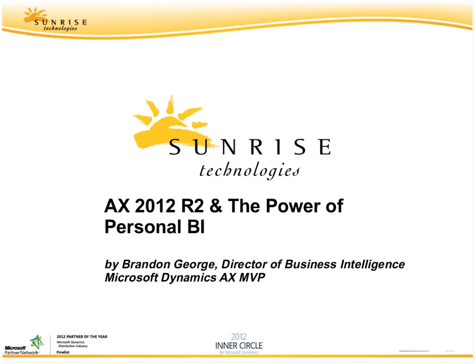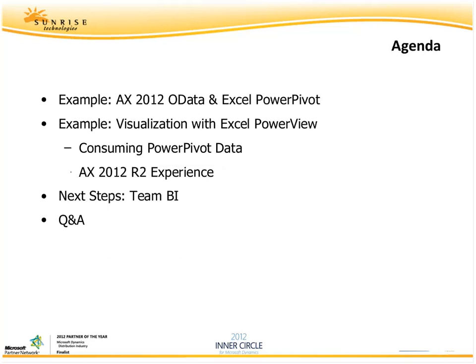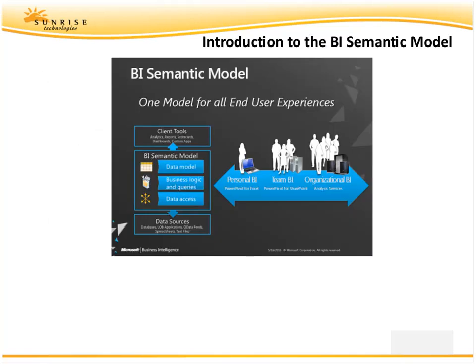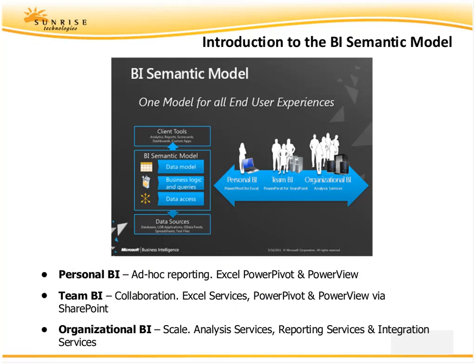So, as you stated, today we're going to focus on BI and specifically the topic related to AX 2012 R2 and what I say is the power of the personal BI side of things. So, with that, today's agenda, we're going to look at an introduction to the BI semantic model. Get right into examples using PowerPivot and Power View out of Excel, as well as Power View with an AX 2012 experience. Look at how these artifacts are built and who are the targeted consumers and producers typically of such artifacts. And then looking at next steps, moving from personal BI and how that builds towards team BI and beyond. So with that, let's get started with an introduction to the BI semantic model.